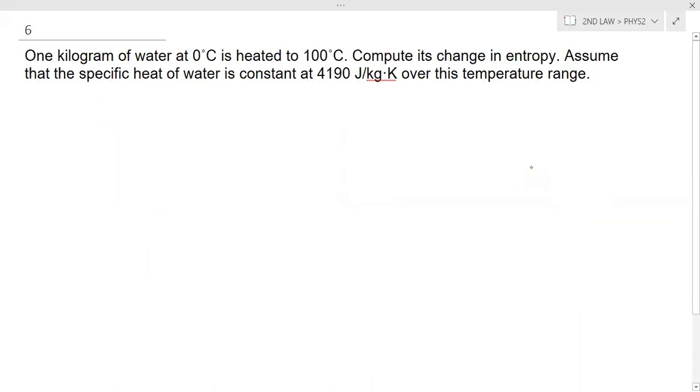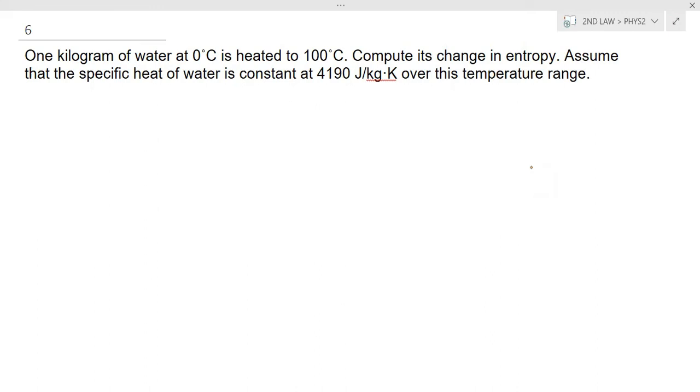Now for the last example, for the entropy: 1 kilogram of water at 0 degrees Celsius is heated to 100 degrees Celsius. Compute its change in entropy. Assume that the specific heat of water is constant at 4,190 joules per kilogram times Kelvin over this temperature range. In this case, the difference between this problem and the previous problem is we have two temperatures, the 0 degree Celsius and the 100 degree Celsius. So we are going to use a slightly different formula, but conceptually it is similar.